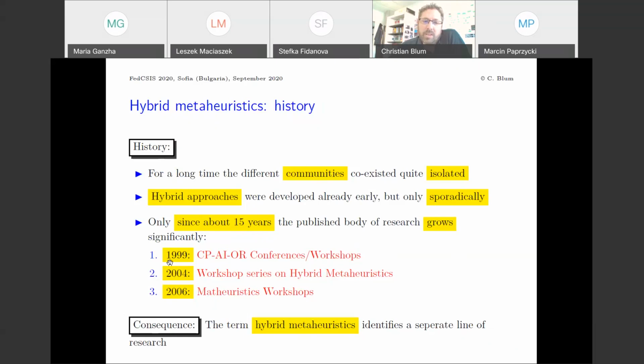The first one I think was from '99. So the first time CPAIOR was held was in '99. In 2004, together with some colleagues, we initiated a workshop series on hybrid meta-heuristics. And in 2006 the Matheuristics workshop was held for the first time. Since then, I would say the term hybrid meta-heuristic, or matheuristic if you only look at combinations of meta-heuristics with mathematical programming techniques, identifies really a separate line of research.